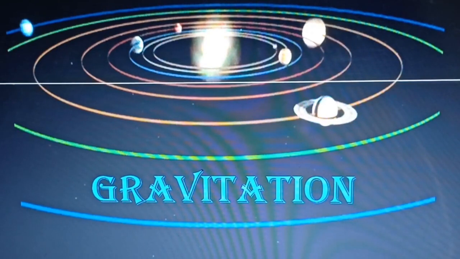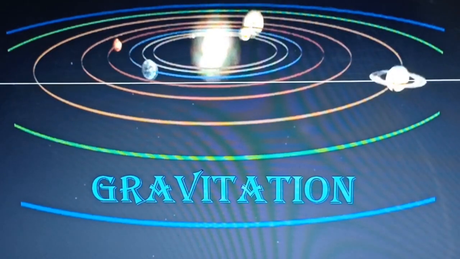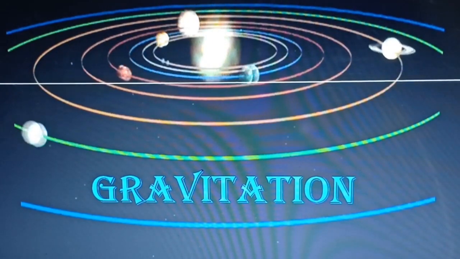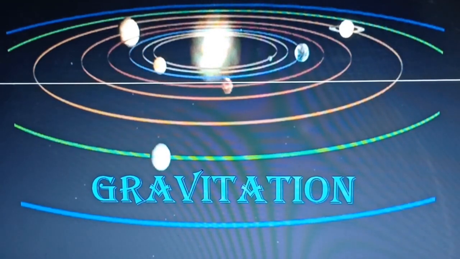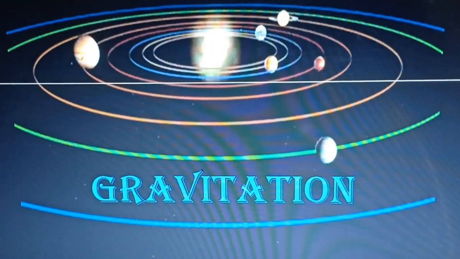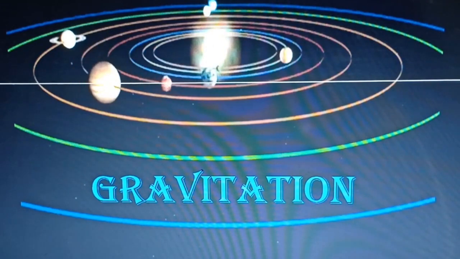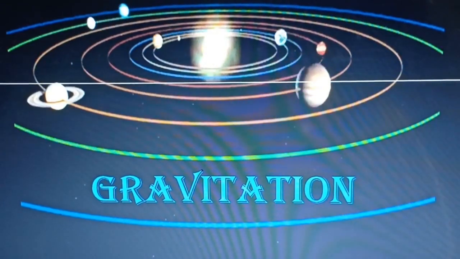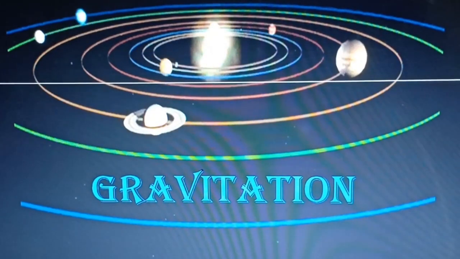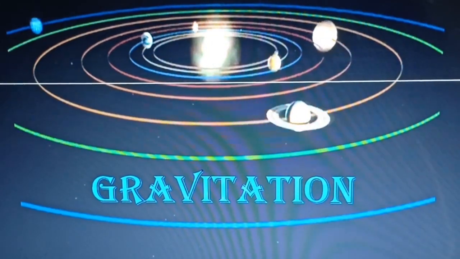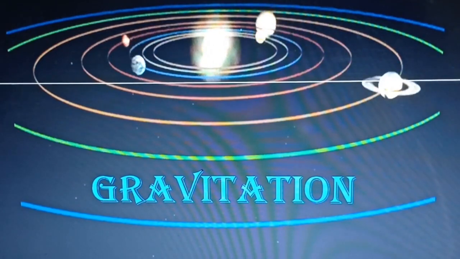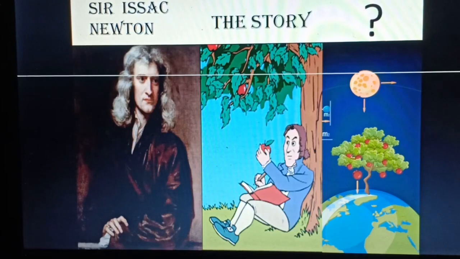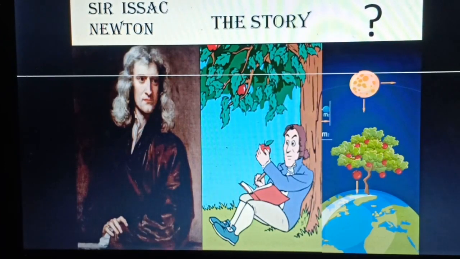As I told you earlier, while going through the discussion of this chapter, we'll be getting some stories. The stories will ultimately help us to understand the reasons behind the development of these theories. The first story starts with Sir Isaac Newton.